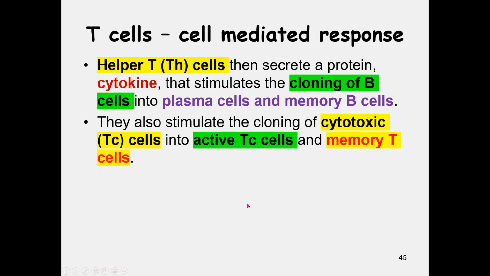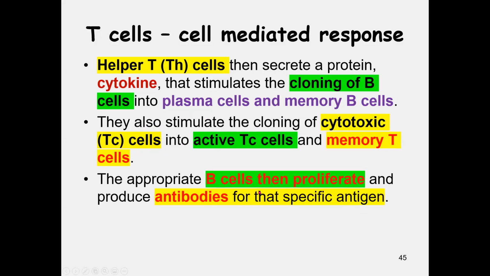and produce the antibodies. They also stimulate the cytotoxic cells, the TC cells, into what are called active TC cells and memory T cells. It's just getting really complicated, but it's all there to help us.